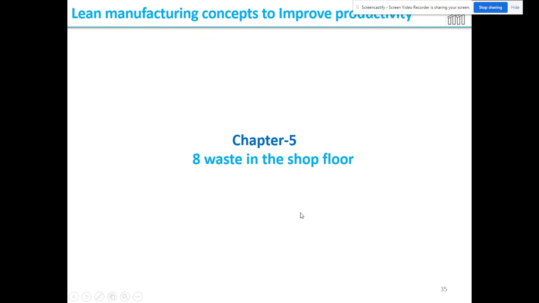So the next chapter that we are going to is 8 wastes in the shop floor.